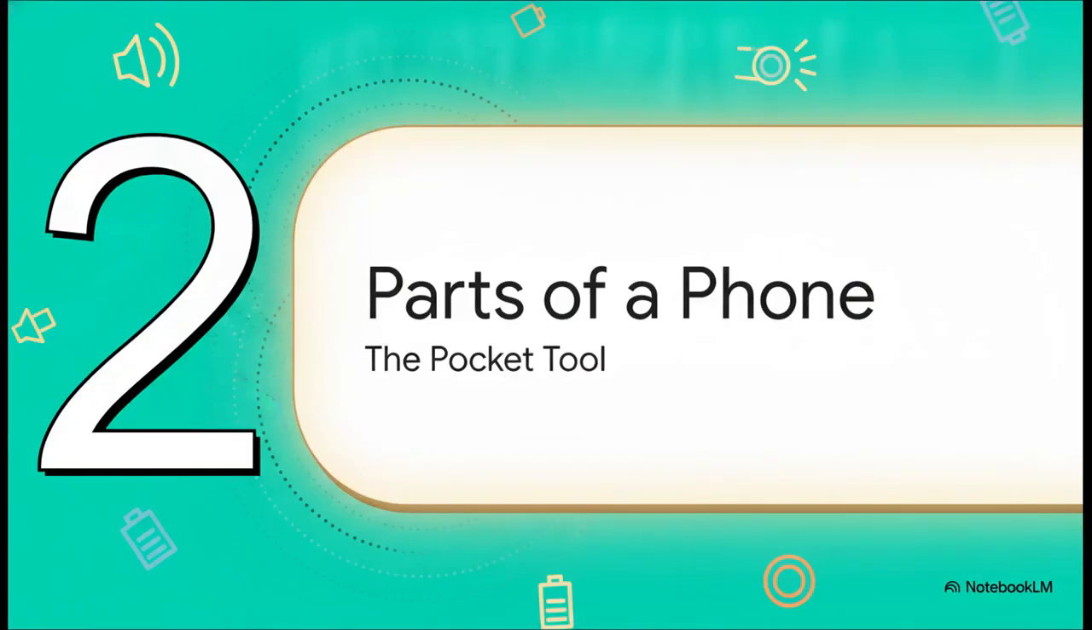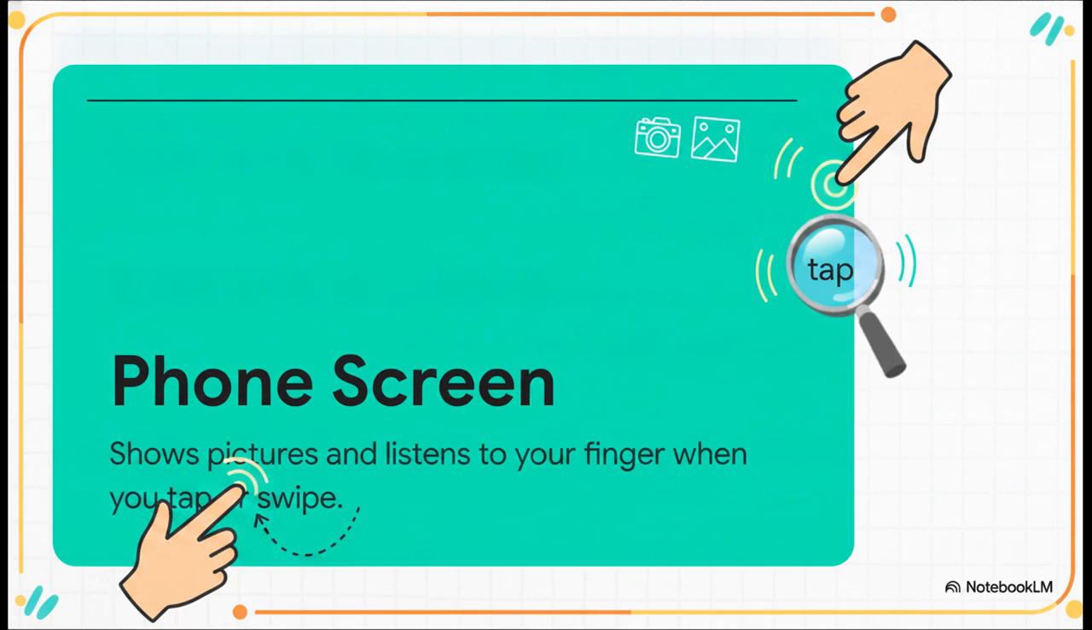Moving right along to Section 2, the pocket tool. Parts of a phone. Now, the phone is our smaller grab-and-go tool, and it works in some truly amazing ways. The first part is the phone screen. Just like the laptop, it shows you pictures and words. But here's what's really amazing about it. It actually feels your touch directly. It listens to your finger when you tap on it or swipe across it. You don't even need a touchpad for a phone because the screen itself is doing the listening.